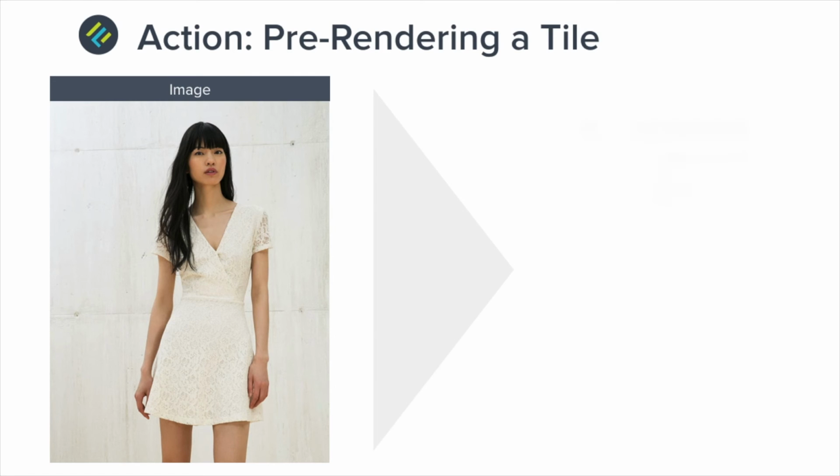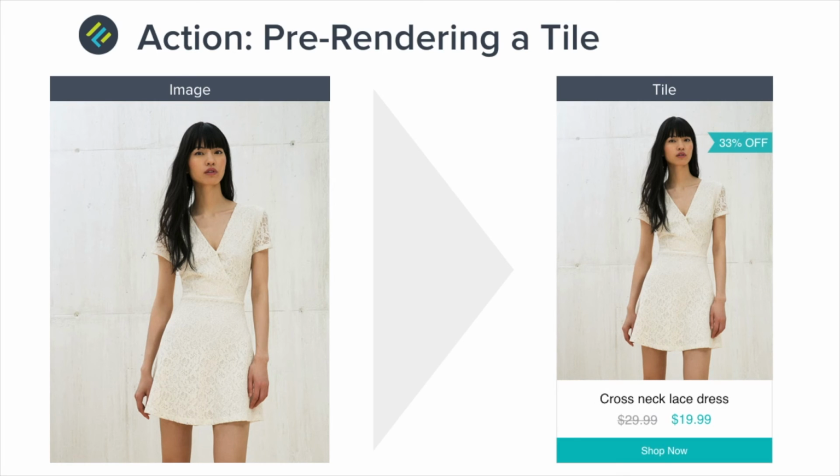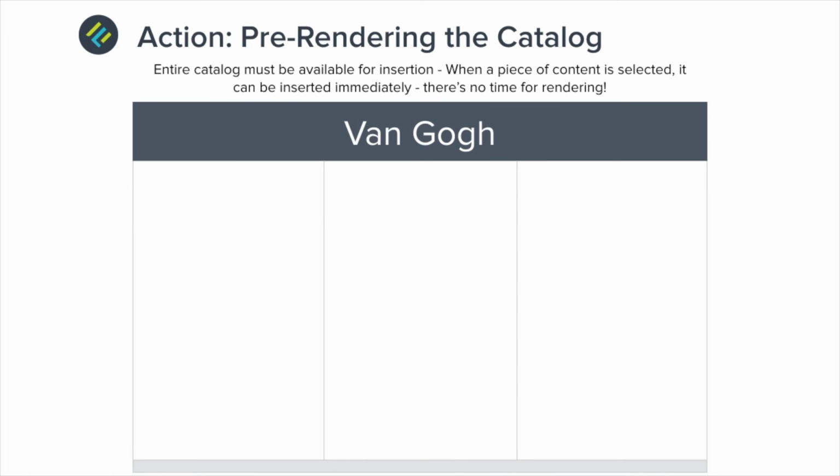What you really need is a tile, and a tile is that image rendered with all the useful information around it. If this is rendered and ready to go, held in a content distribution network as an example, then when it's selected, it can be delivered into an email. So when you pre-render your catalog, everything that you want to have available to be individualized needs to be pre-rendered, and then when that content is selected, it can be inserted immediately. There's basically no time for rendering once that email is already open.